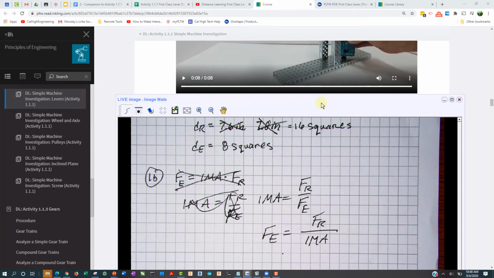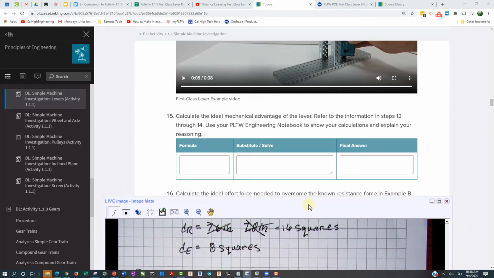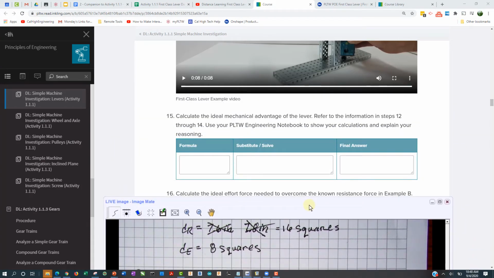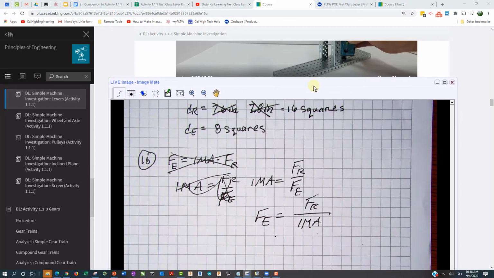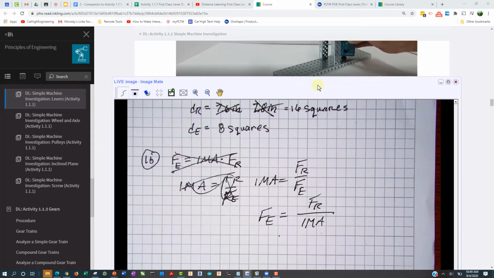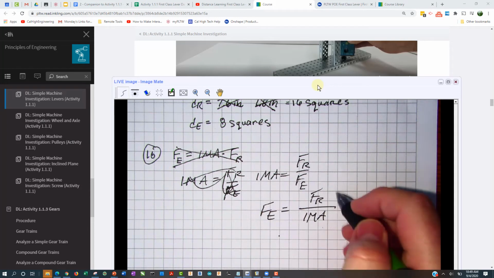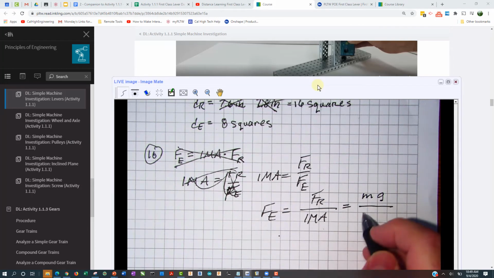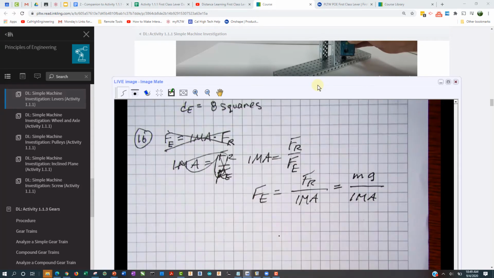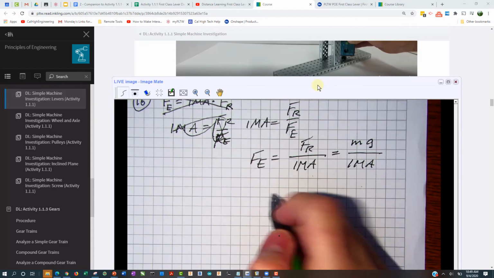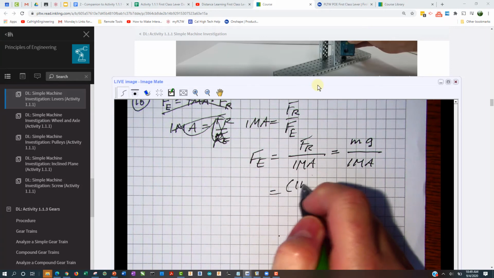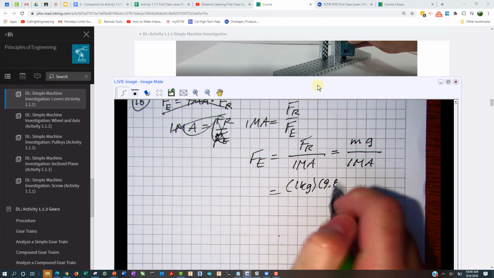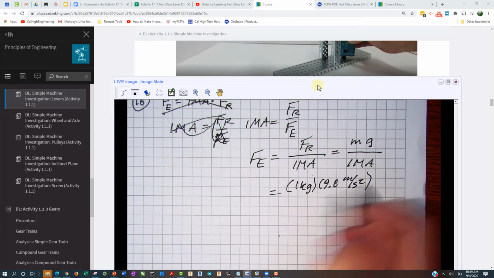So let's go back and make sure that we understand what's going on here. Calculate the ideal effort force needed to overcome the known resistance force. Okay, the resistance force, what is this? This is equal to the mass times g, acceleration over IMA. So let's go ahead and calculate this. So that's equal to 1 kilogram times 9.8 meters per second squared divided by 1/2.